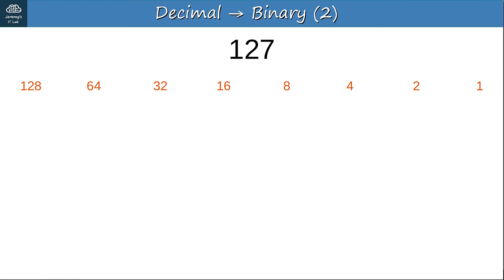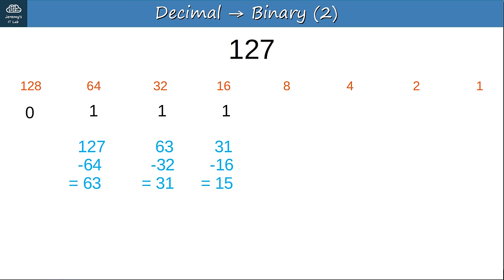Let's do another example. Let's convert decimal 127 to binary. Try to figure it out yourself first. Pause the video to find the answer. Okay, hopefully you found the answer. Let's check. We can't subtract 128 from 127, so write a 0 under 128. We can subtract 64 from 127, which leaves 63, and I'll write a 1 under 64. Then subtract 32 from 63, and write a 1 under 32, and we're left with 31.